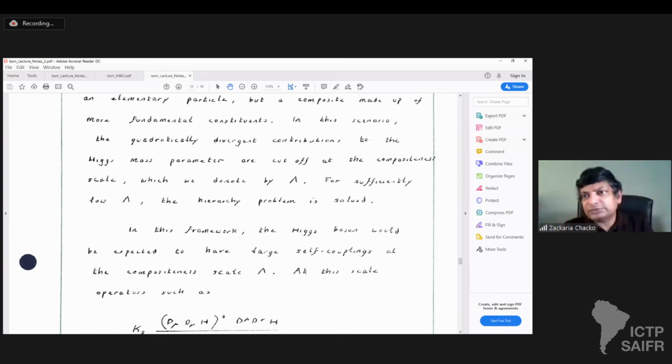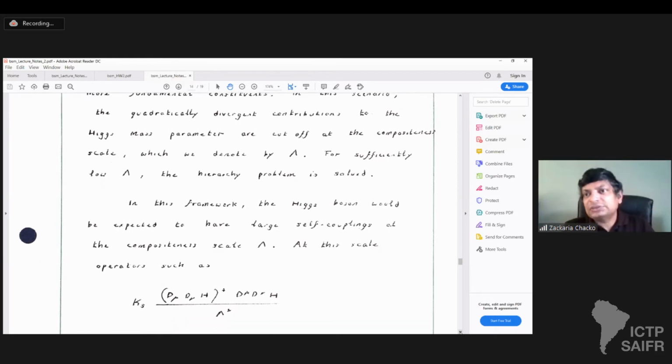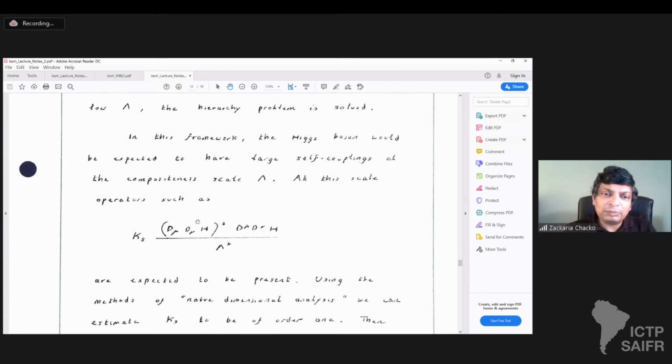The pions are Goldstone bosons. They're derivatively coupled at low energies. But once you start scattering at energies of order the compositeness scale of the pions, they're strongly coupled. And similarly, the Higgs is composite. At the compositeness scale itself, interactions are going to be big. It will have large self-couplings. And so at those scales, you're going to get operators like this. This is a dimension 6 operator divided by the compositeness scale. And you can convince yourself there's no symmetry that can ever forbid this operator.